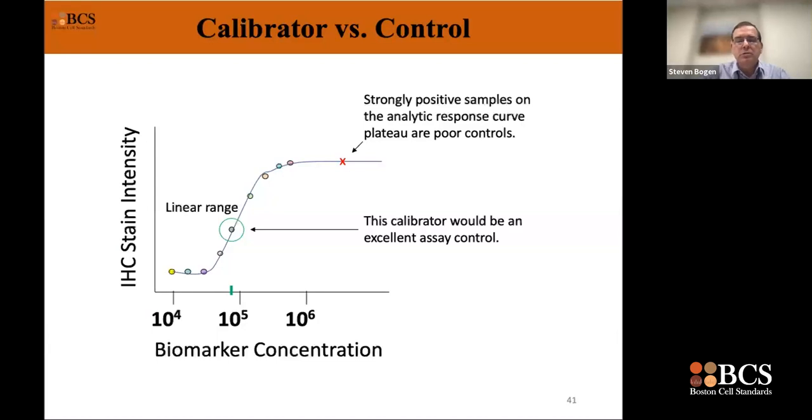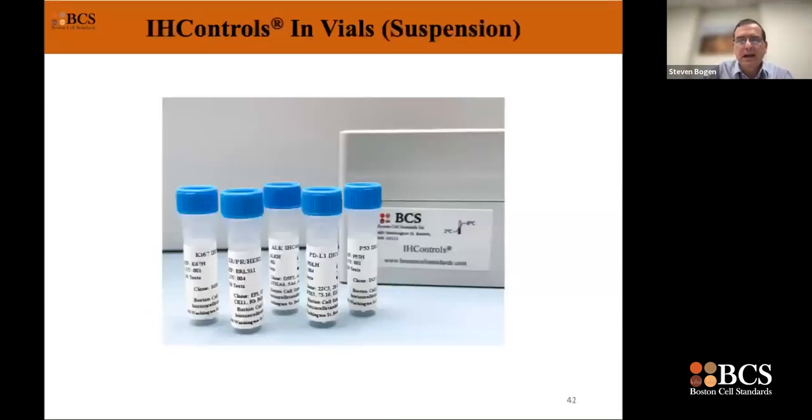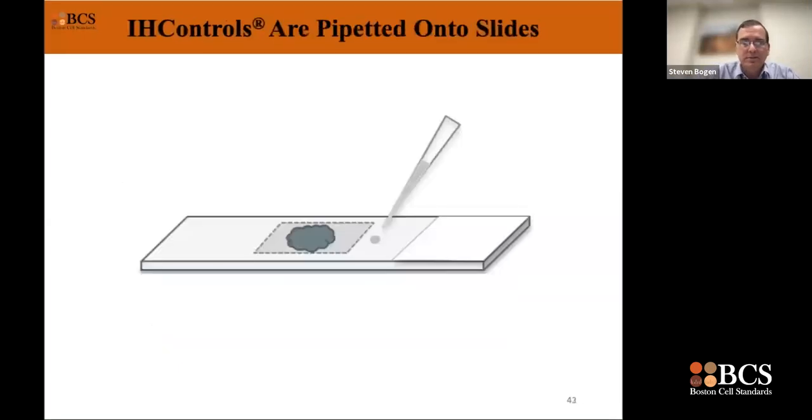Some prefer two controls derived from samples towards the bottom and towards the top of the linear range. So these would be low and high controls. IHC controls are provided in vials as a liquid suspension. To use them, you pipette 1 microliter onto your sample slide, somewhere not overlapping your tissue sample. And the droplet dries, adheres, it retains the microbeads on the slide surface, and then you process it as you normally would with the deparaffinization, antigen retrieval. The formalin-fixed microbeads behave like cells in an IHC stain.